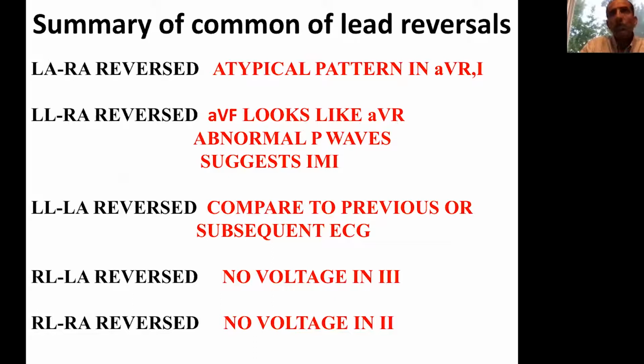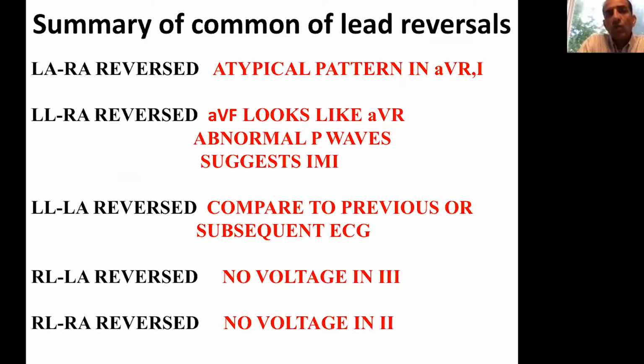The most common switch that we see is the right arm, left arm switch. If you switch right arm and left arm, AVR and AVL are going to switch. When I showed you a normal one, I showed you that AVL is positive and AVR is negative. In these patients, because you switch them, AVR becomes positive. So if you read any ECG and the first thing you notice is that the AVR is positive, either the patient has significant disease in the heart or they have switched the electrodes.